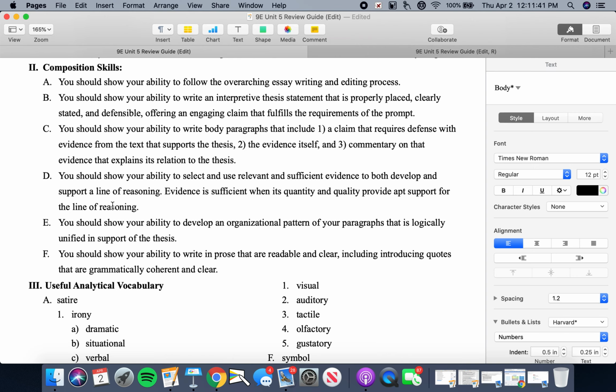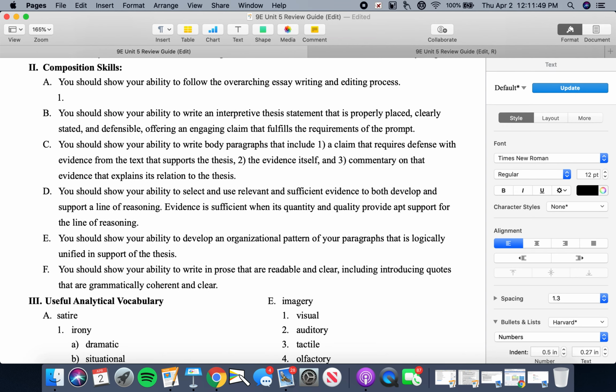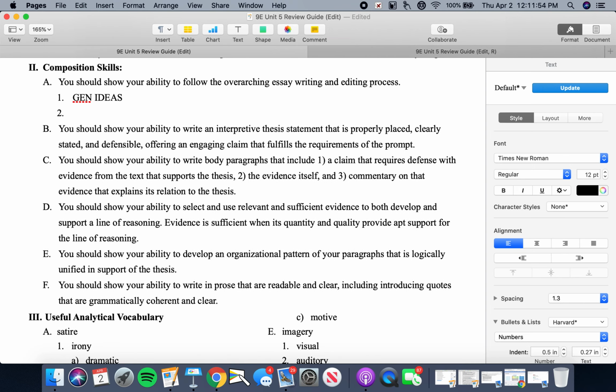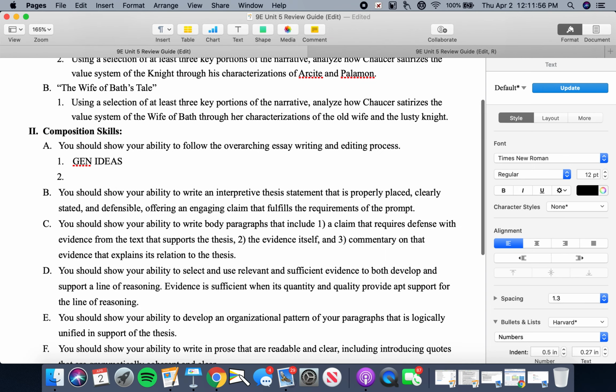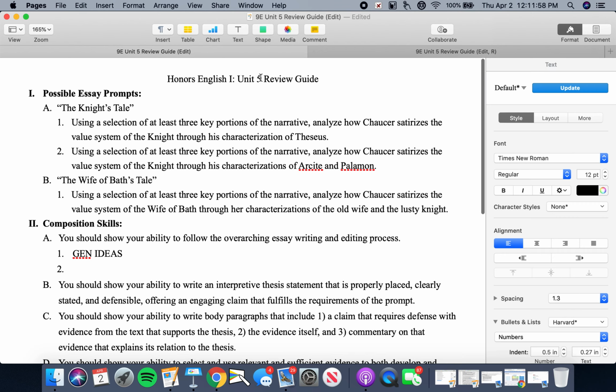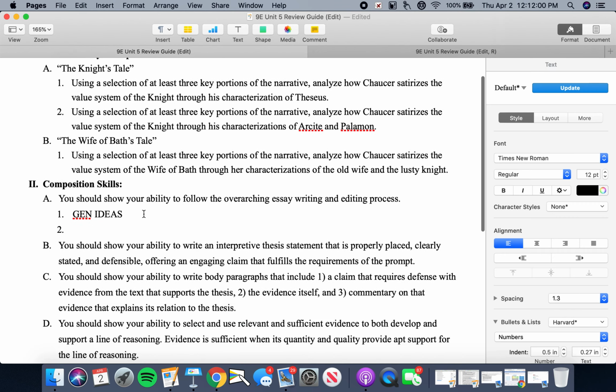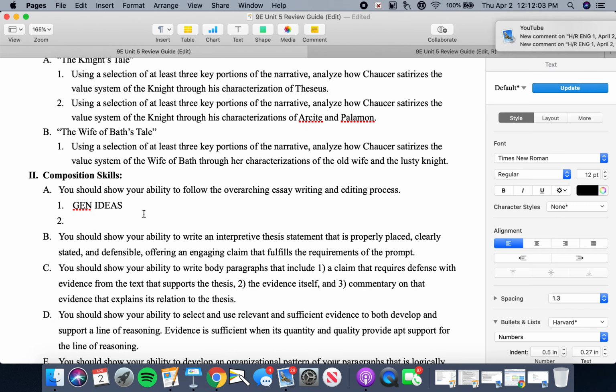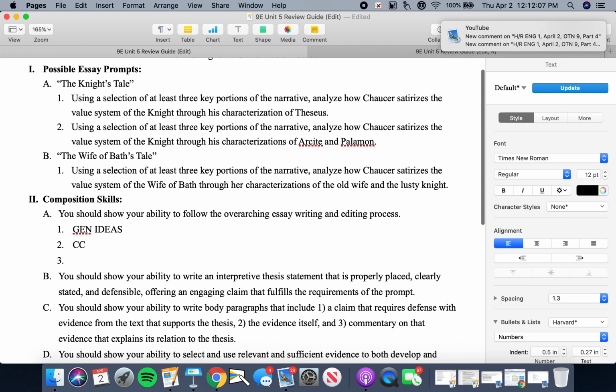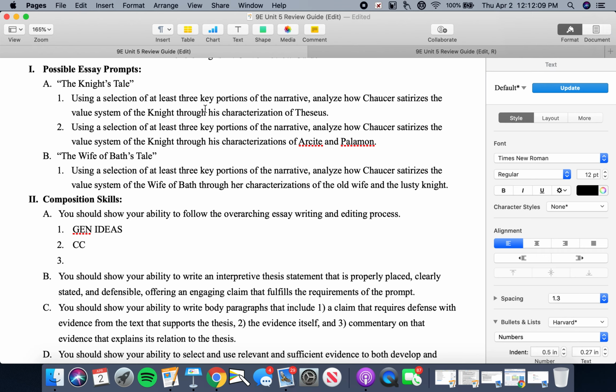composition skills. Okay, the first composition skill that I want to see that you've mastered is the overarching essay writing and editing process. Okay, so the first step of the essay writing process is generating ideas. All right, in other words, analyzing the prompts and making sure that you understand what is being asked of you in each one of the prompts. All right, the second thing you need to do is developing a central claim, all right, your CC. That's your thesis statement. That's going to be your claim that answers all of the aspects of the prompt, all right?